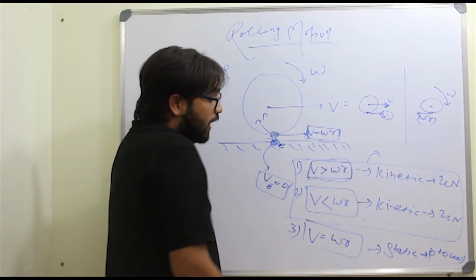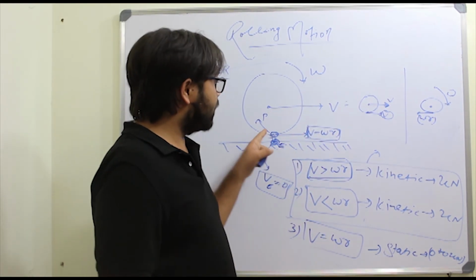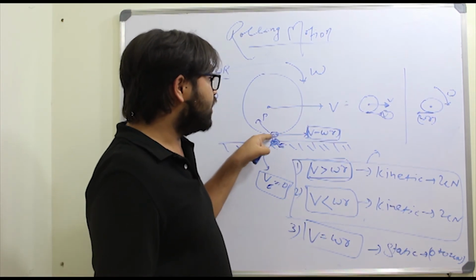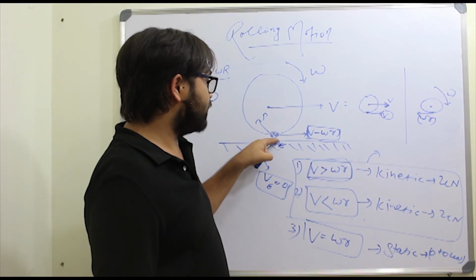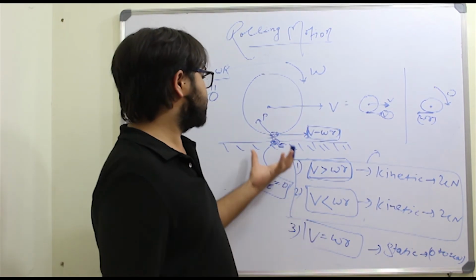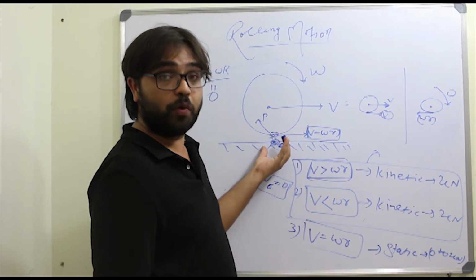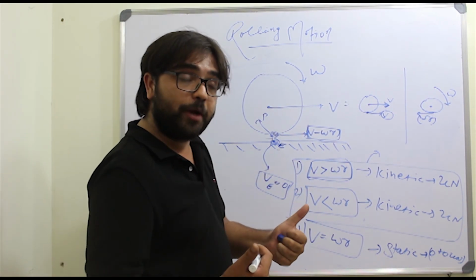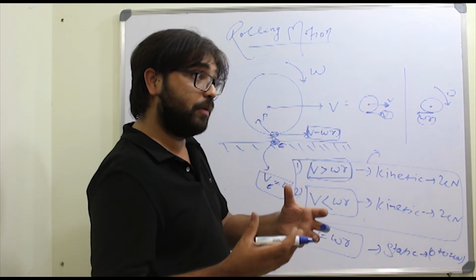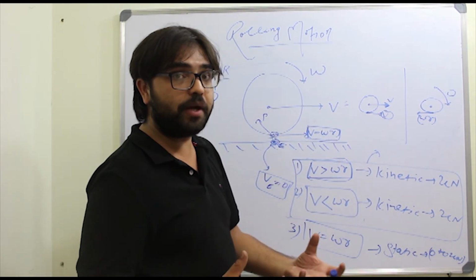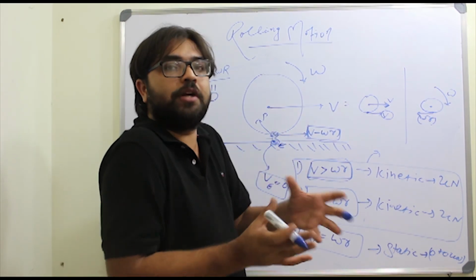If V is equal to omega r, it means that this point's net velocity is 0, and here also the net velocity is 0. And what do we conclude? We simply conclude that this is the case of no slipping. So check whether it's slipping or not. Once you are sure whether it's a case of slipping or not slipping, you can figure out what kind of friction is acting there.